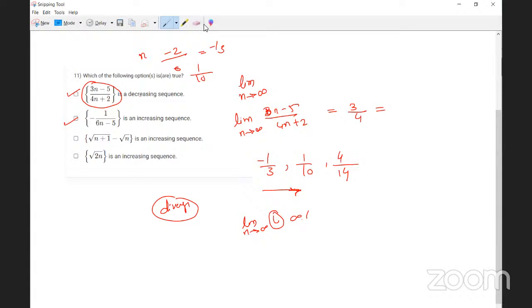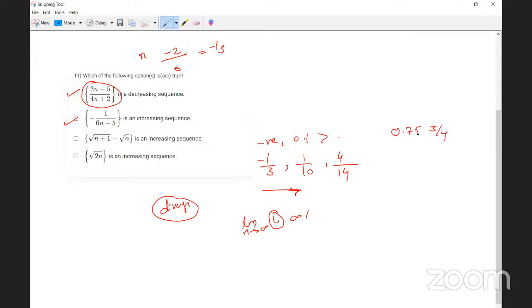But here, what does a decreasing sequence mean? That is the terminology. If I put n equals 1, 2, 3, I can see my sequence is increasing. Initially it was negative, then 0.1, and it is greater than this, and it will reach 0.75, that is 3 by 4. As n increases, my sequence also increases. So this is not a correct option. Decreasing or increasing does not relate to converging parameters. Sorry for that, just verifying.